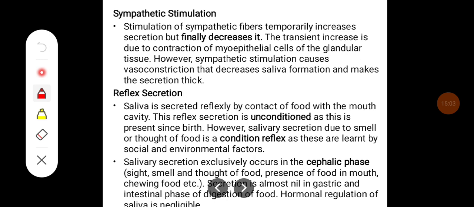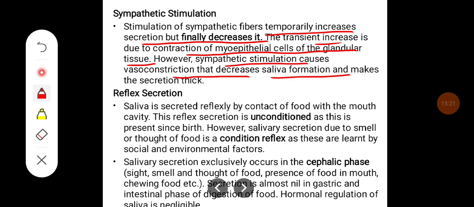Sympathetic stimulation temporarily increases the secretion but finally decreases it. The transient increase in the secretion is due to contraction of the myoepithelial cells of the glandular tissue. However, sympathetic stimulation causes vasoconstriction that decreases saliva formation and makes the secretion thick.